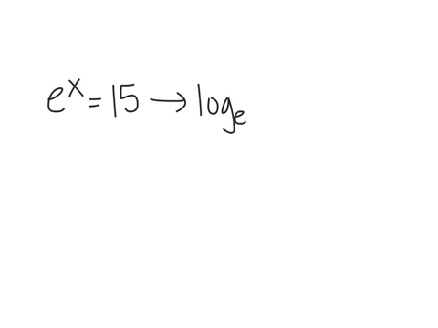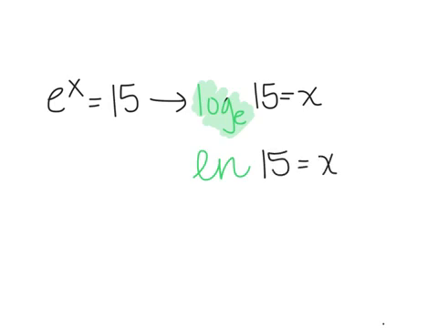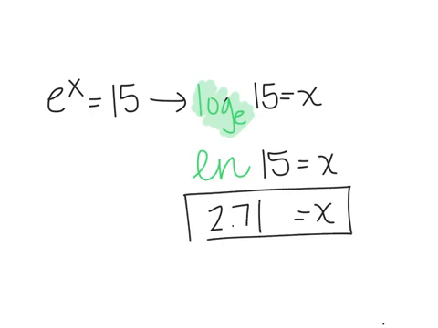Our final problem is if I have e to the x equals 15. So applying our rules, that means that I would write this as the log base e of 15 equals x. And this is not bad. This is not wrong. But one of the things we talked about was that if I have the log base e, that's really the same thing as saying ln, or the natural log of 15 equals x. So the log base e is the same thing as the natural log. And when you type in the natural log of 15, you get that x equals 2.71. So that would be my answer to this problem.